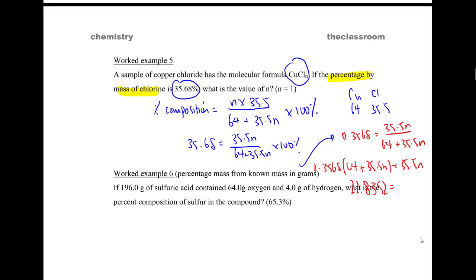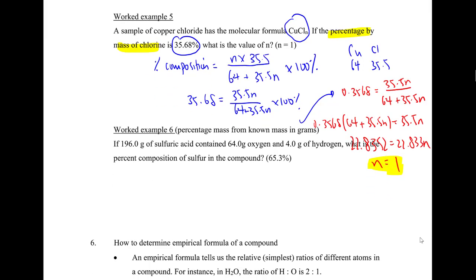22.8352 is equal to, alright, I'm going to multiply 0.3568 by 35.5, and I'm going to bring the number over, so 35.5 minus that, I get 22.83. I get 22.83 N, and I get N as 1. Alright, so in this case, the value of N is 1. Now, worked example 6.